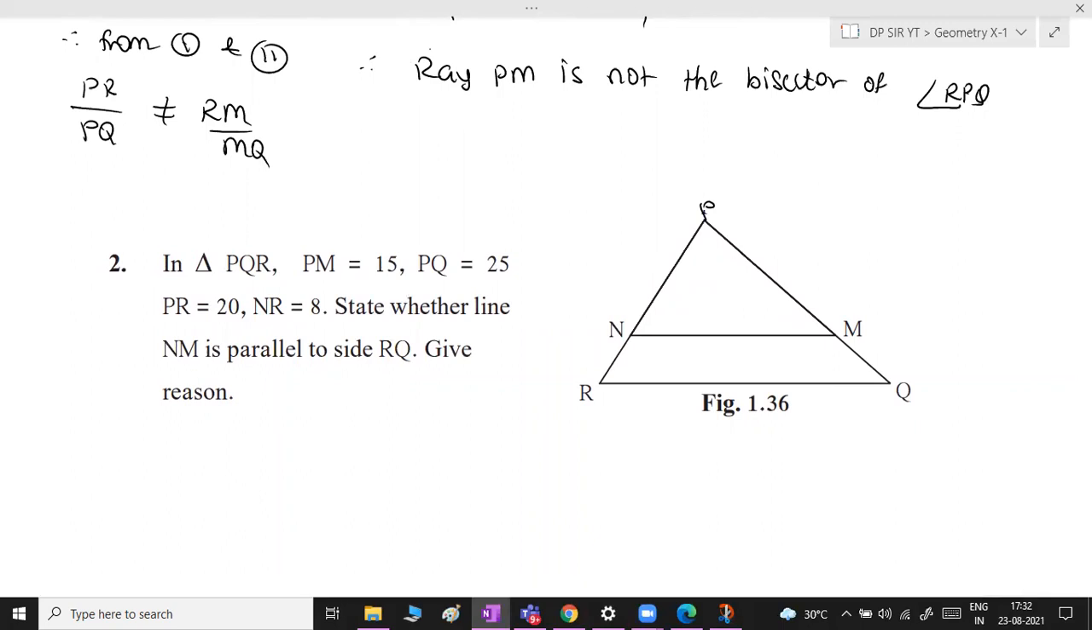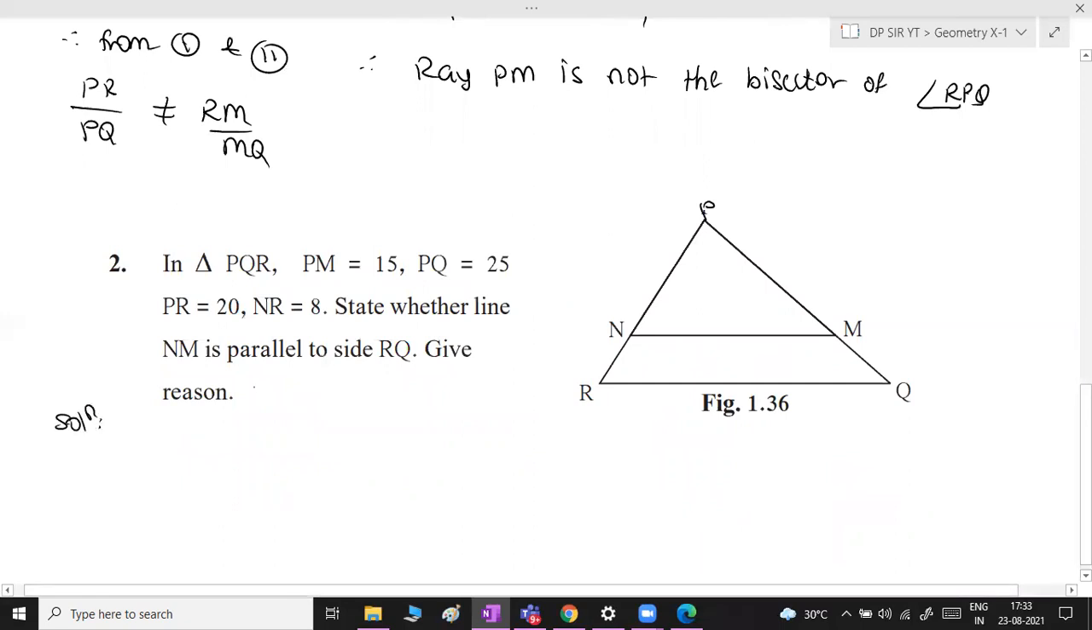When I talk about similarity, till now we have studied only one theorem, that is known as basic proportionality theorem, which deals with whether the lines are parallel or not. Basic proportionality theorem says ki agar line parallel hai toh apne ko proportion mein ratios milega, and uska ulta bolega ki agar ratios proportion mein hai toh line parallel hoga. So let's go towards this question.